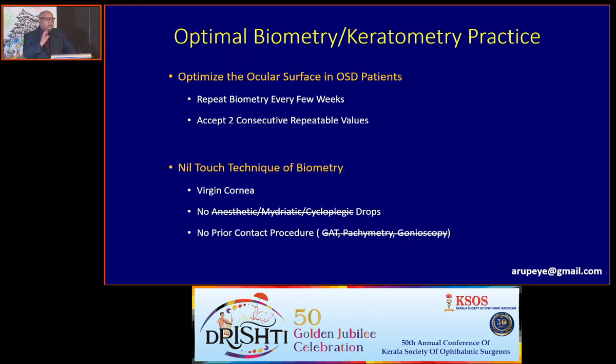So the first thing first is that for all cataract patients, we rule out the presence of ocular surface disease. A diagnostic workup is done. And in case we find that the ocular surface is deficient, the patient is put on tear substitutes to optimize the ocular surface, and the biometry is repeated every few weeks until we get two consecutive repeatable values.